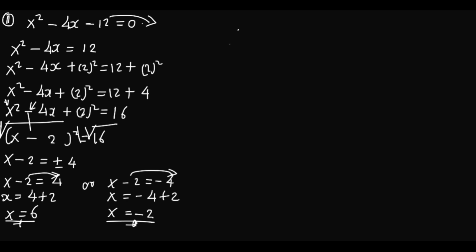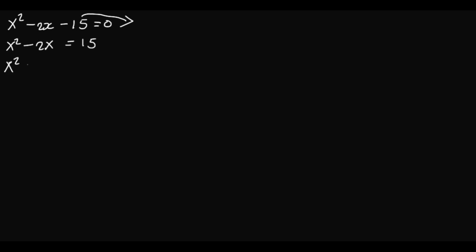Okay, now let's have another example. So this time we are going to have, third one is x squared minus 2x minus 15 is equal to 0. So we move our constant to the other side. So x squared minus 2x is equal to positive 15.